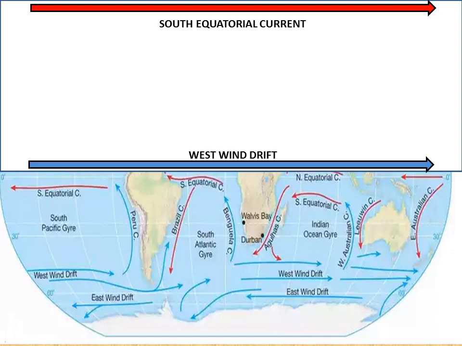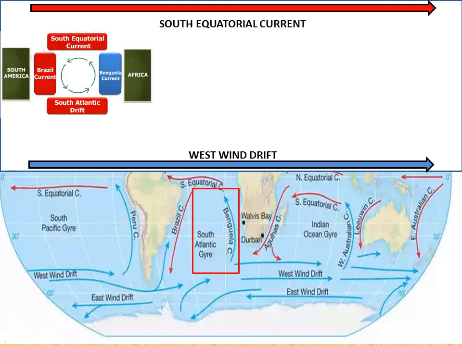Now let us divide the ocean currents according to the parts between the continents. The first part is the part between South Africa and South America. Over here you can see that on the eastern margin of South America you have a warm current, that is the Brazil current. Similarly, on the western margin of South Africa you have a cold current, and that is called the Benguela current.